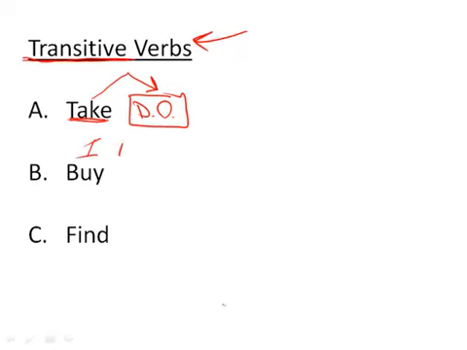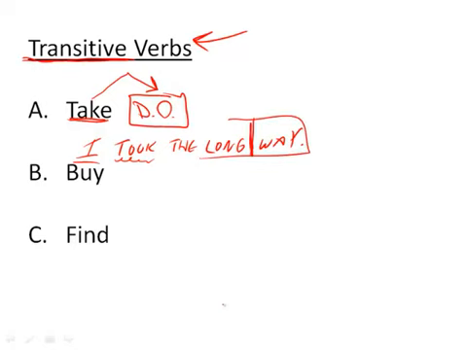I took the long way. That's a sentence I just made up. But notice every sentence here has a subject. We have the verb. And now, what did you take? I took the long way. Of course, just the way becomes the direct object. Long would be an adjective. So we have now built a sentence.